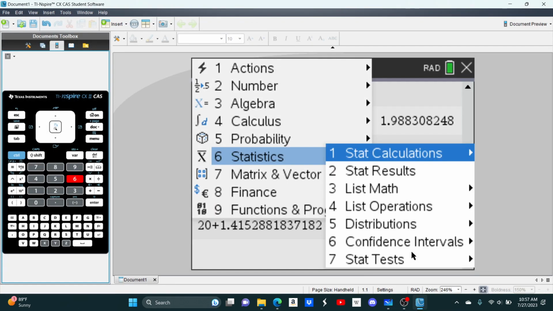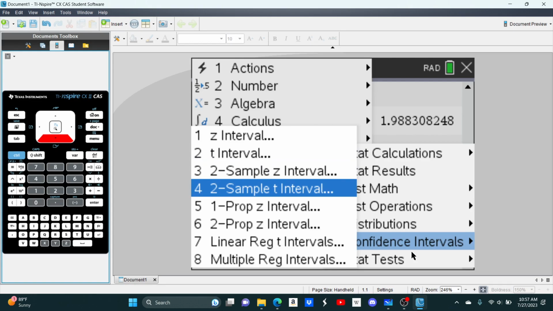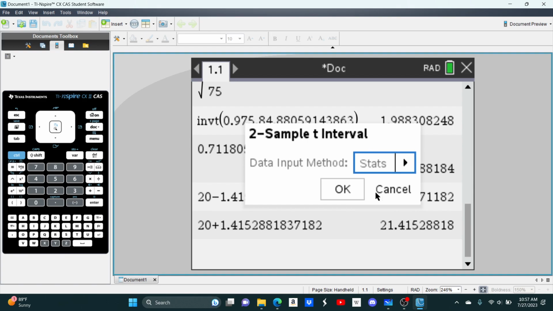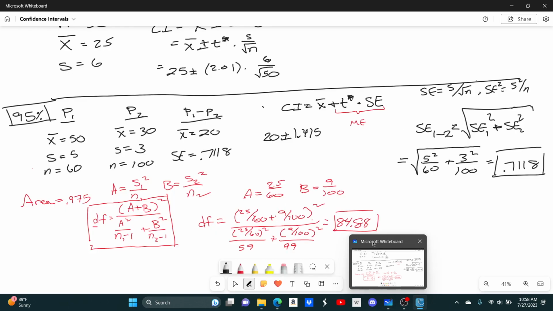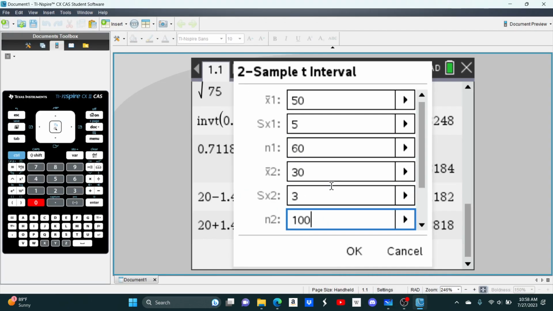All right, so let's go. Statistics, confidence intervals, and then we're going to do a 2-sample t interval. There we go. We don't have data, we have summary statistics, so I'm going to click that. Our sample mean for number 1 is 50, and then 5, and then 60. Did I use those? Yes. And then 30, and 3, and 100, 95% confidence.